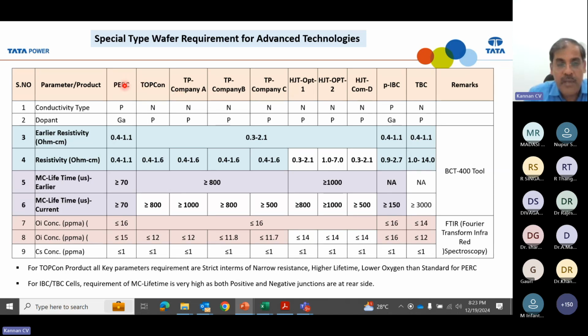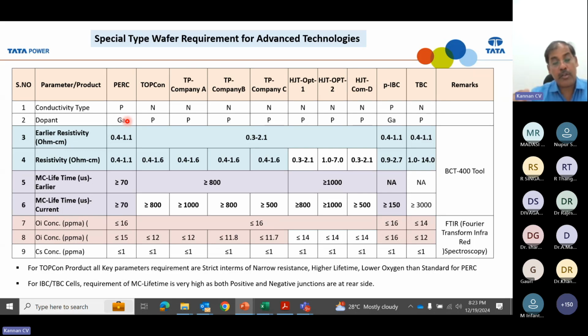Mono PERC technology is p-type based, so the conductivity type of the wafer is p-type, and gallium is the dopant normally used. Maybe 3 years before, boron was used. Now boron is 100% replaced by gallium, so that you can minimize the boron-oxygen pair and minimize the degradation in the field.